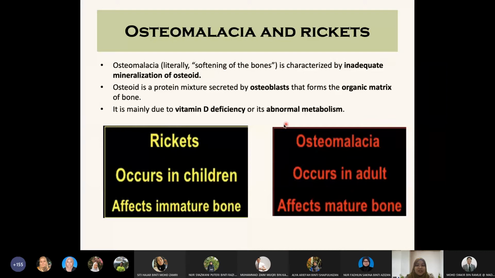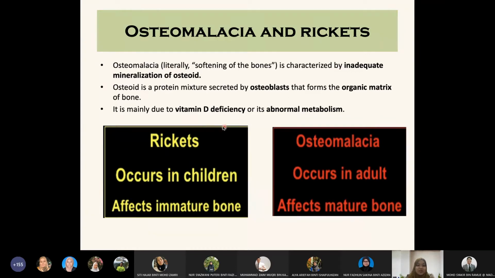Okay, the osteomalacia is actually the softening of the bone, and it is characterized by inadequate mineralization of the osteoid because of the vitamin D deficiency. So this is inadequate mineralization of the osteoid. Osteoporosis is the decrease in bone mass. This one is inadequate mineralization of osteoid. Don't confuse, yeah? So what is osteoid? Osteoid is your bone matrix, which is secreted by the osteoblasts.